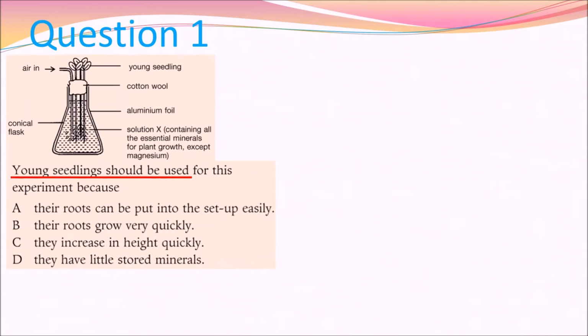For question 1, it's just what I mentioned. Young seedlings should be used for the experiment. What is the reason behind? So one by one, A, B, C, D. For option A, the root can be put in the setup easily. That means if we do not use young seedlings, the root will be so complicated, so messy, and then we cannot put it in the conical flask.